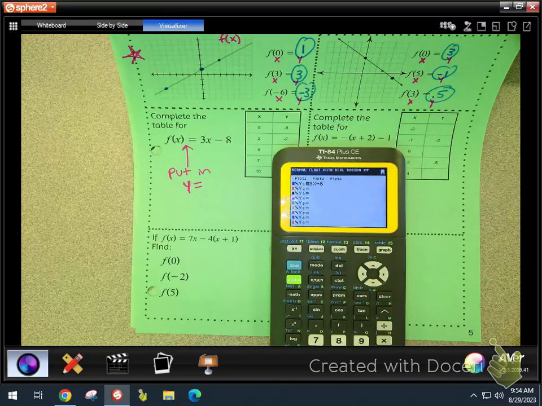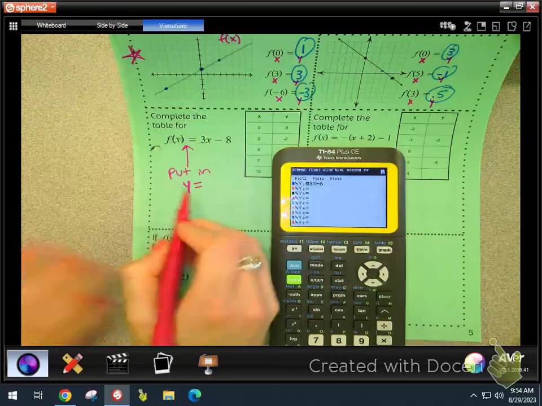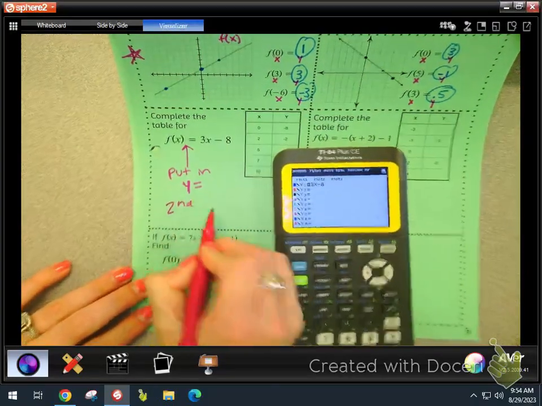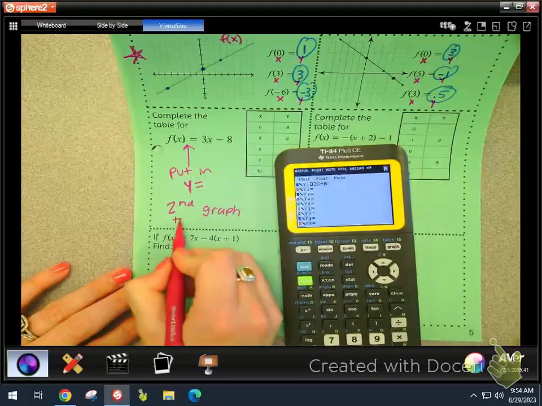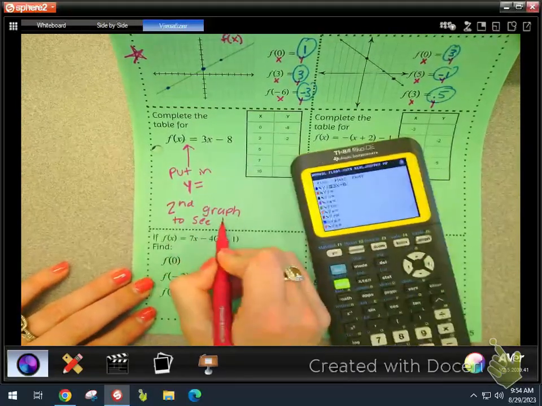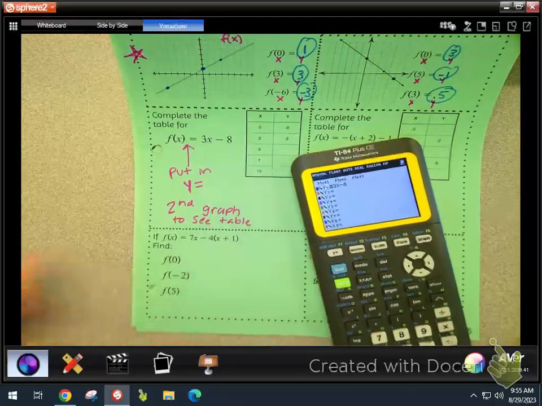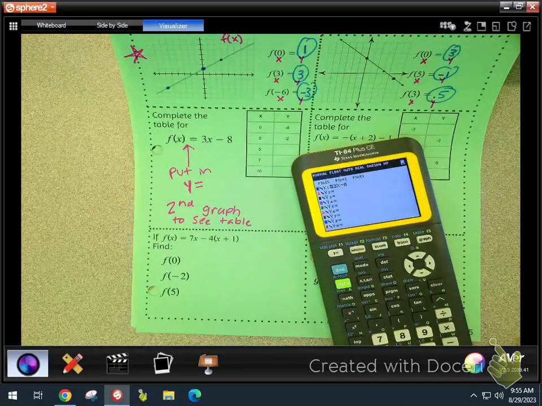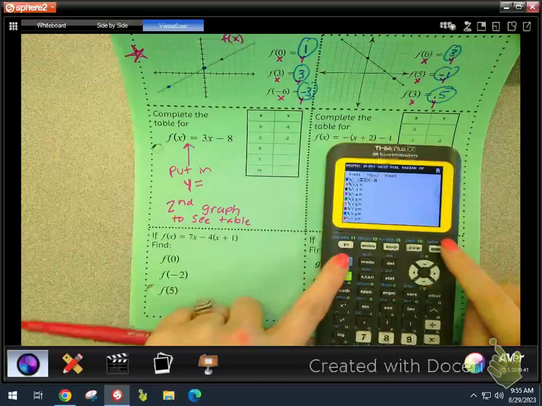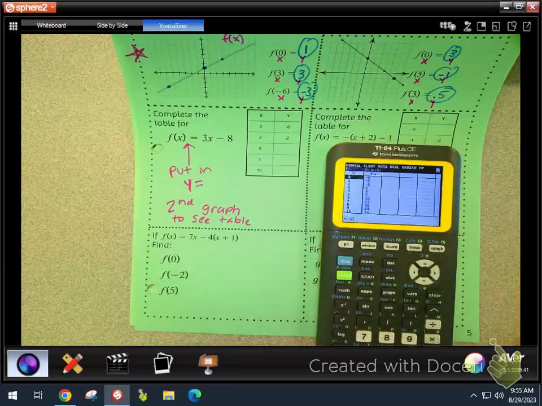So we're going to put the equation in y equals, and we're going to press second graph. I'm writing these steps to see the table. Okay? Press the 2 button. Minus 8. Are you there? Okay, I want the table. We're finding the rest of the table. Second graph. See where it is.